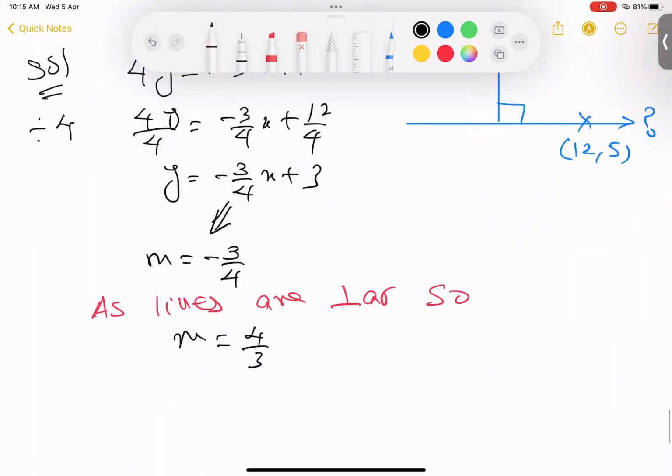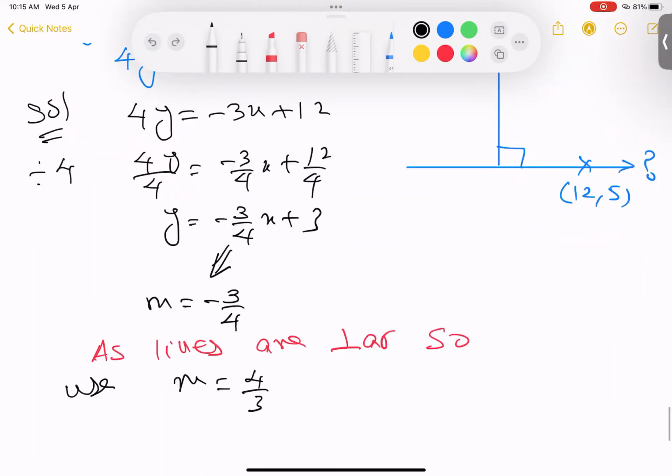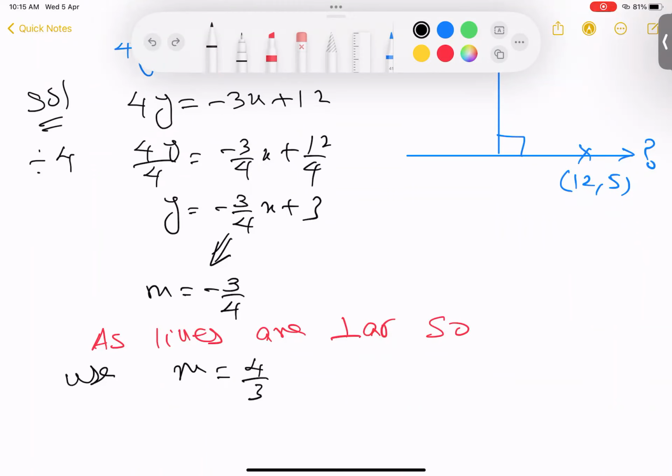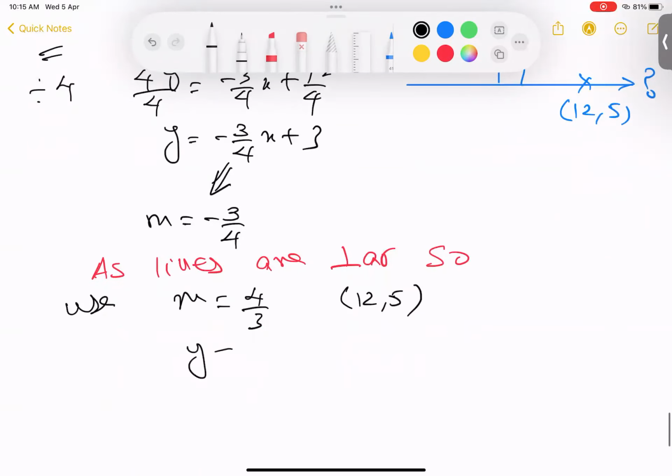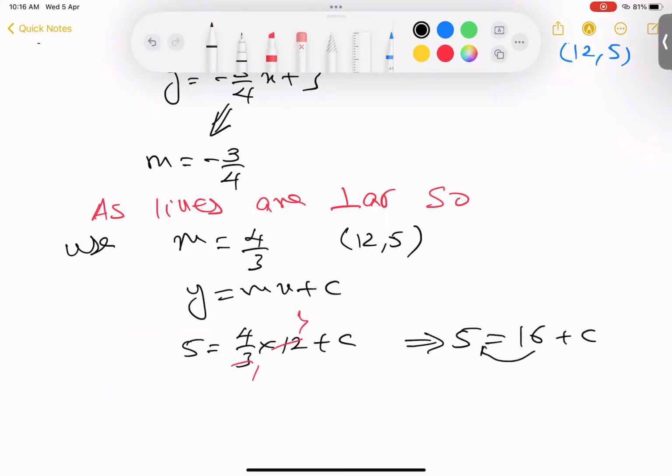Now I will use this gradient and this point, because every time we need c, we need two things: m and a point. So I will use the point 12, 5. What is the formula, students? y equals mx plus c. In the place of m, plug in 4 by 3. In the place of x, plug in 12. The 3 cancels: 3 ones are 3, 3 fours are 12, and 4 fours are 16. So 5 equals 16 plus c. 5 minus 16, and c becomes minus 11.